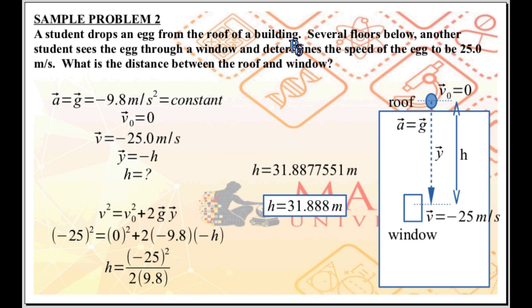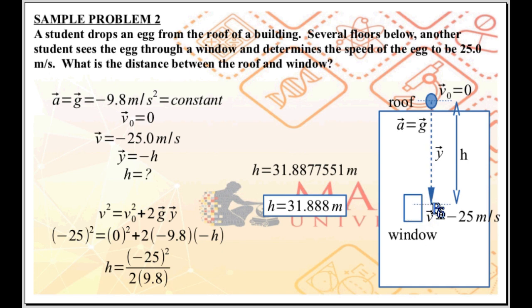Again, we have an object undergoing vertical motion, and the only source of acceleration is acceleration due to gravity. So A is equal to G is equal to negative 9.8 meters per second squared, and it is constant at this value. The egg is dropped from the roof of the building, so the initial velocity of the egg is 0. The object undergoes free fall motion, acceleration is equal to G, and travels distance Y to a window several floors below the roof.